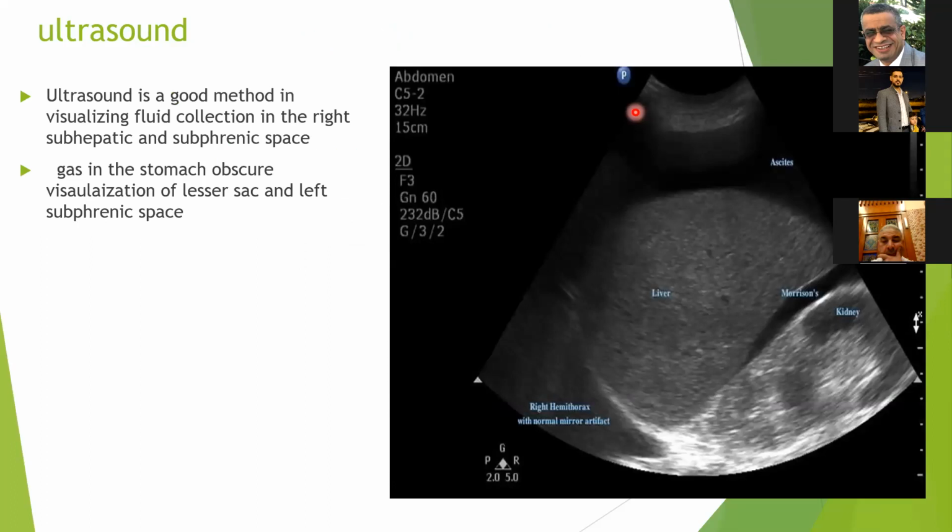Ultrasound. Ultrasound is a good method in visualizing fluid collection in the right subhepatic and subophrenic space. Gas in the stomach will obscure visualization of the liver sac and the lesser sac and the left subophrenic space. This ultrasound of ascites shows Morrison pouch and the ascitic fluid anterior to the liver.